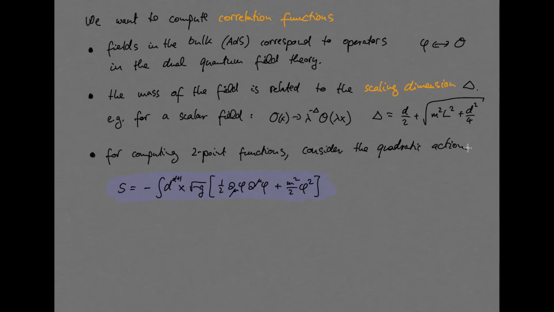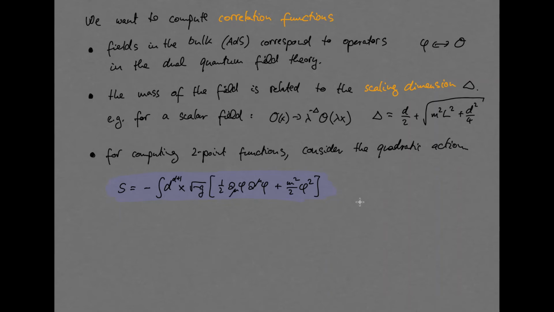For computing two-point functions of an operator, it will be enough to consider the quadratic action for the corresponding bulk field. So let's first consider a scalar field that we denote by phi. We're going to assume that this field does not backreact on the geometry. So we are in a probe approximation limit.